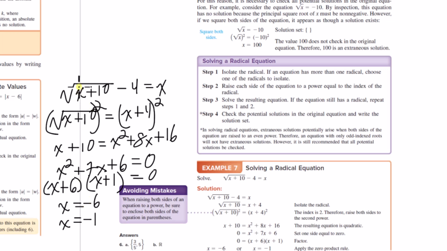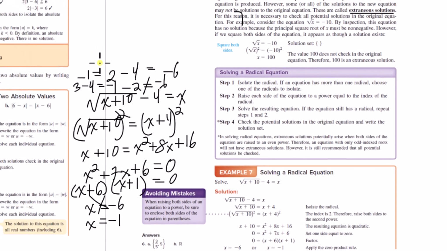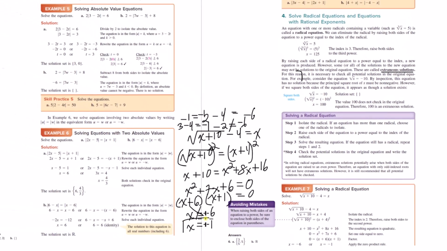Well, we need to check these. So -6 plus 10 is 4. Principal square root of 4 is 2. So 2 minus 4 is equal to -2, that's not equal to -6. So this is not a solution. What about -1? -1 plus 10 is 9. Principal square root of 9 is 3. 3 minus 4 is equal to -1. -1 is equal to -1. So there's the solution, the only solution.